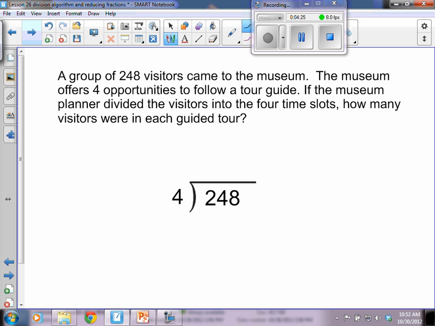Let's try another one. It said a group of 248 visitors came to the museum. The museum offers 4 opportunities to follow a tour guide. If the museum planner divided the visitors into the 4 time slots, how many visitors were in each guided tour?